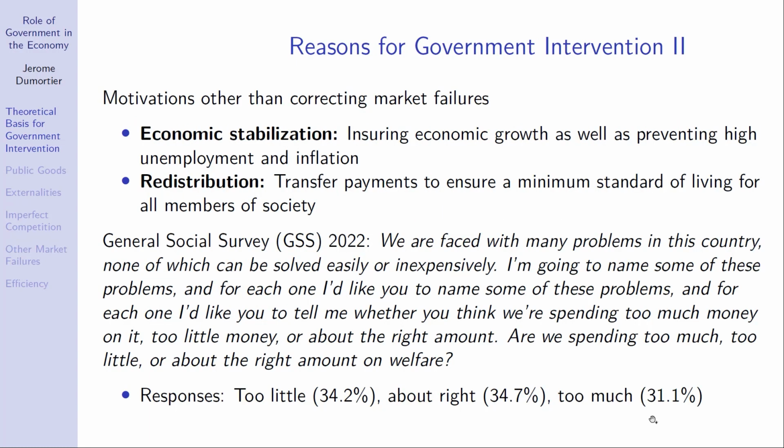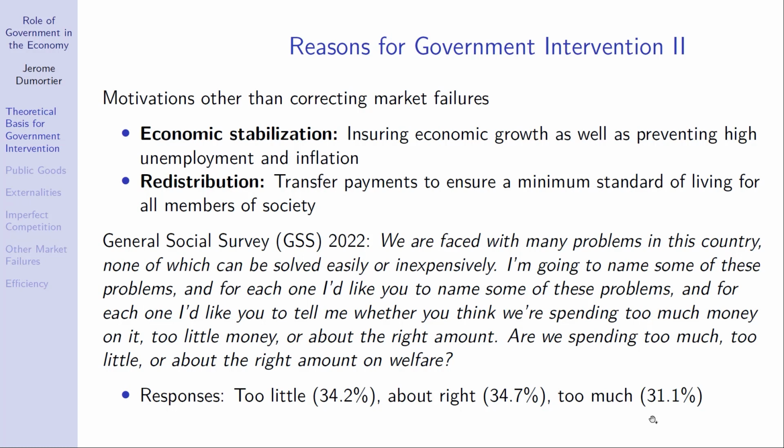Now, besides correcting for market failures, there are also other reasons why governments would intervene. One extremely important reason is economic stabilization, basically ensuring economic growth and preventing high unemployment and high inflation. You have seen this multiple times over the last decades, for example in the 2008 financial crisis or the COVID-19 pandemic, where governments intervened globally as well as in the US significantly to prevent a meltdown of the economy.